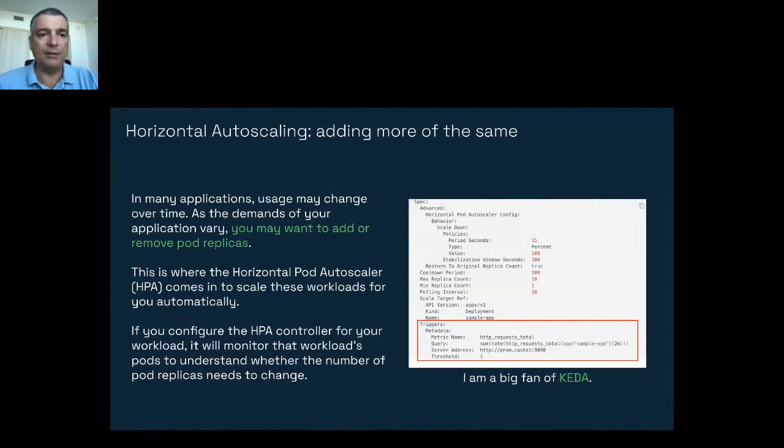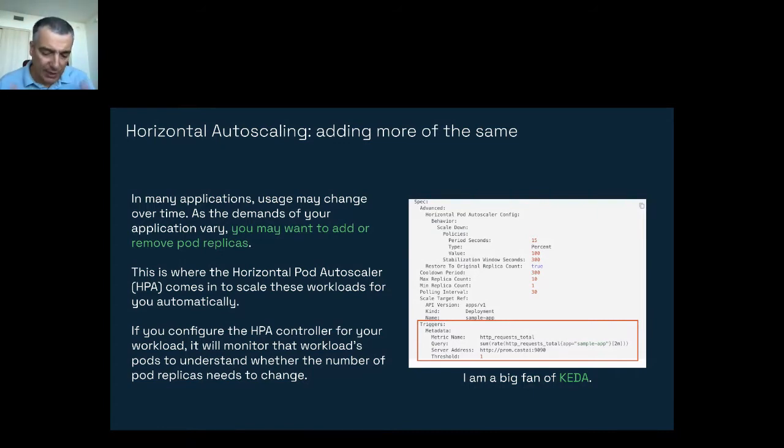The first one is the horizontal autoscaling, which you can say in English as adding more of the same. So the thing with Kubernetes is you can duplicate pods very easily. The difficulty is, when should I duplicate them? The HPA, the horizontal autoscaling, is the answer to that question. I am a big fan of KEDA, because KEDA is a version of HPA where you can decide the autoscaling based on application metrics.